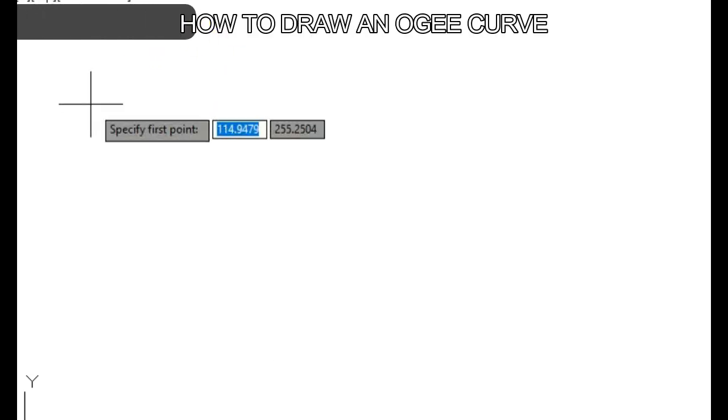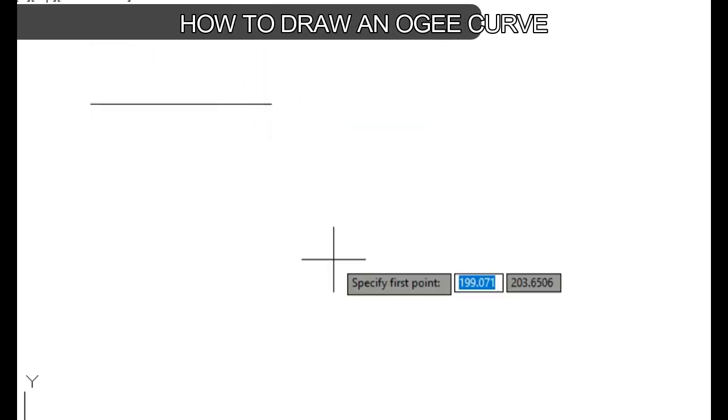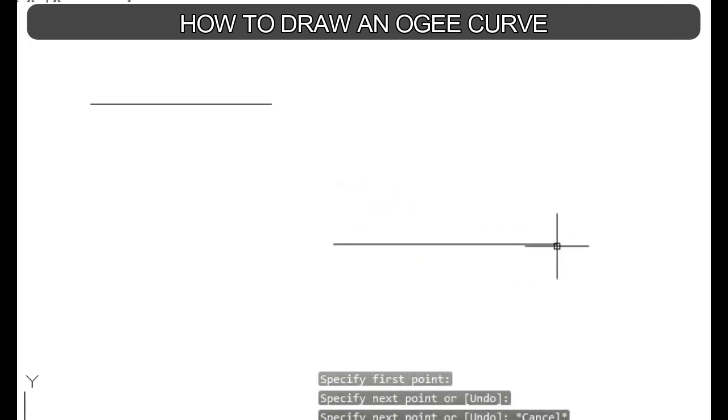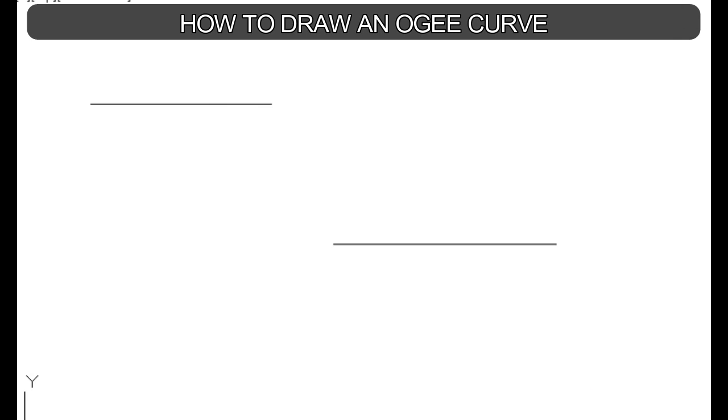For this we have to draw two parallel lines. This is our first line. This is our second line. These two lines are parallel to each other. Now give some names to the endpoints of these lines just like this. Now we have to join this B point and C point by a straight line.